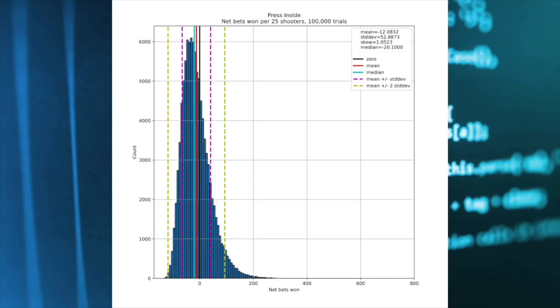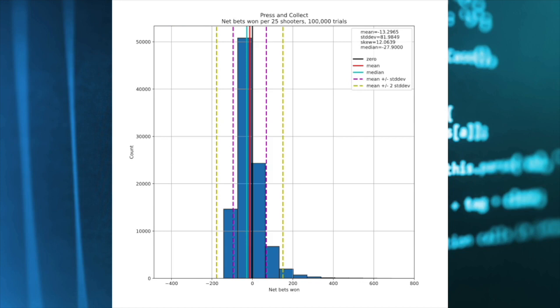Here we have the distribution for the press inside strategy. The idea here is to press the most likely numbers to hit and collect them when they do hit. The results here are not much different from the press 1 unit strategy, with a mean of 12 and a somewhat higher standard deviation. The skew is also about the same, so this strategy doesn't have a lot to distinguish it. That makes sense. Even though you are pressing the likely numbers, those numbers pay less, so the strategy is mathematically very similar to press 1 unit.